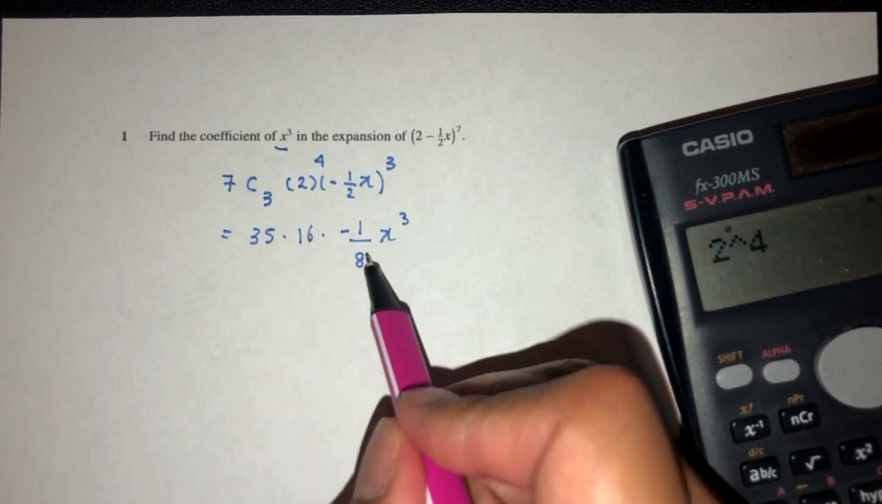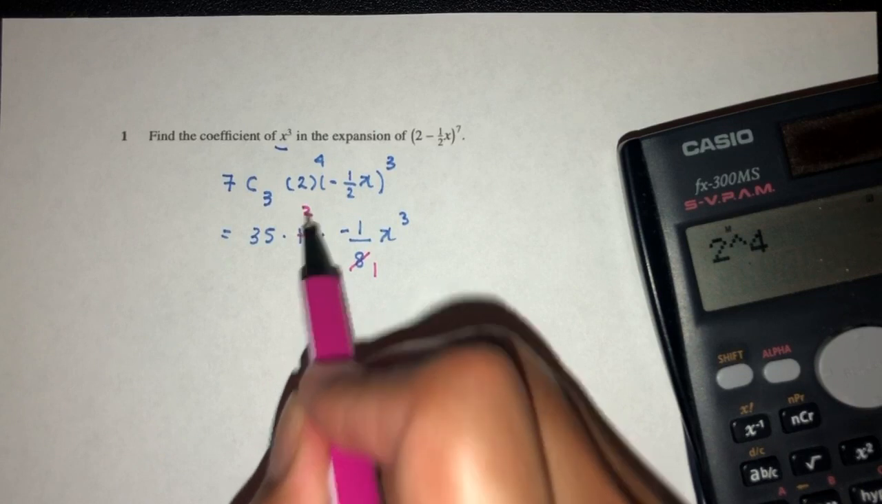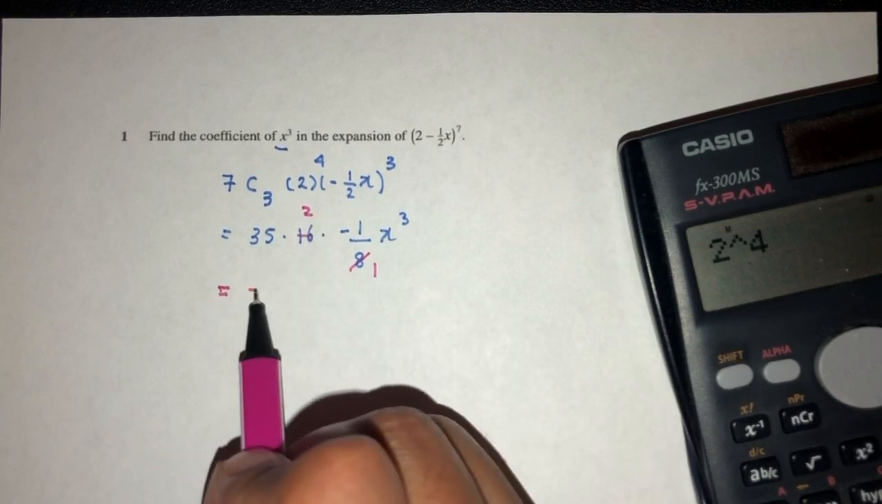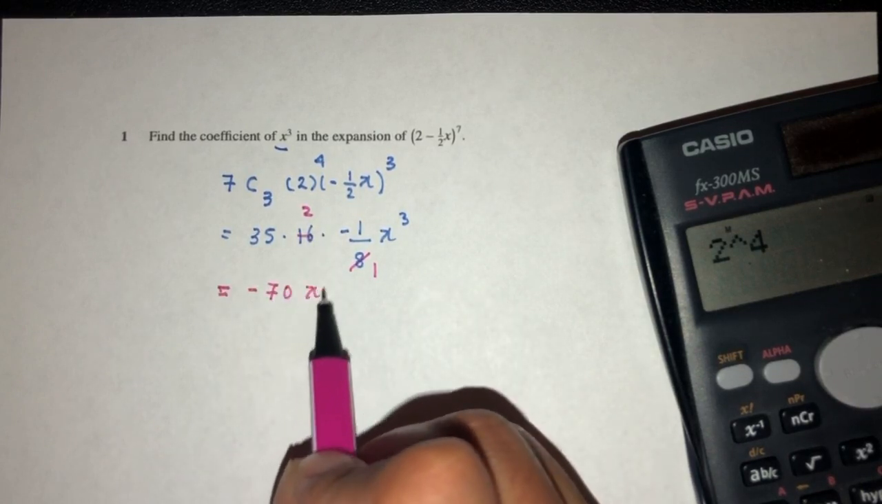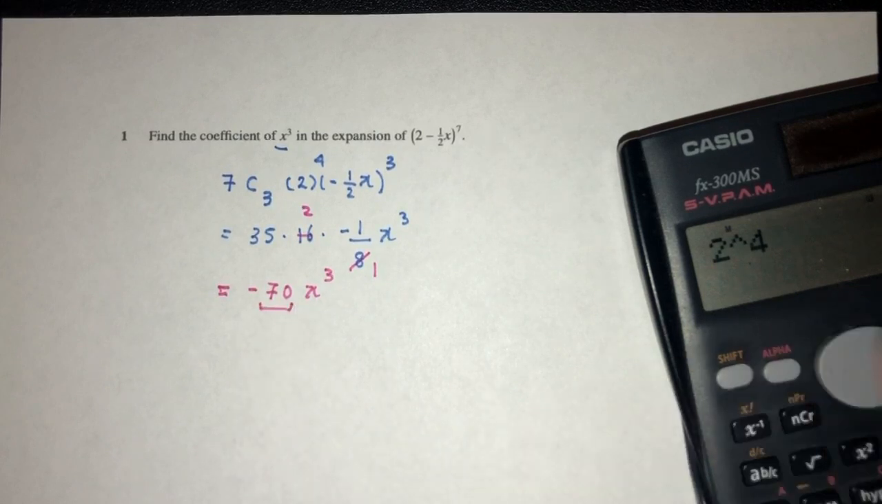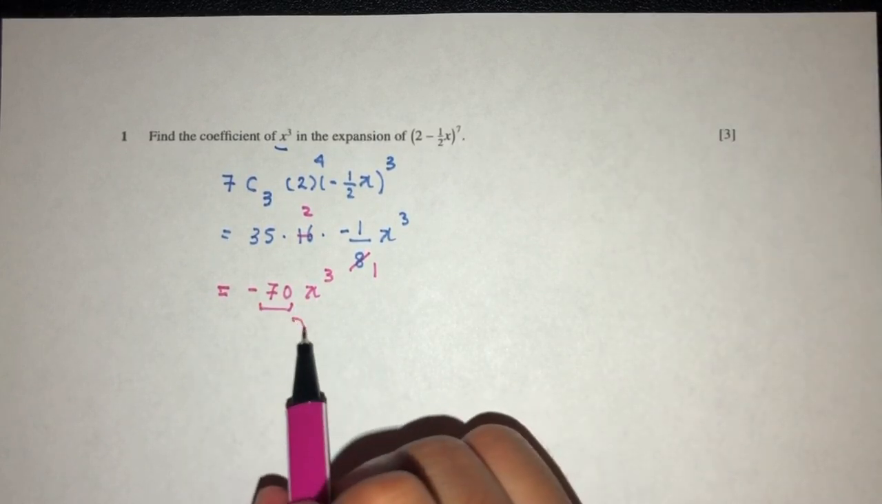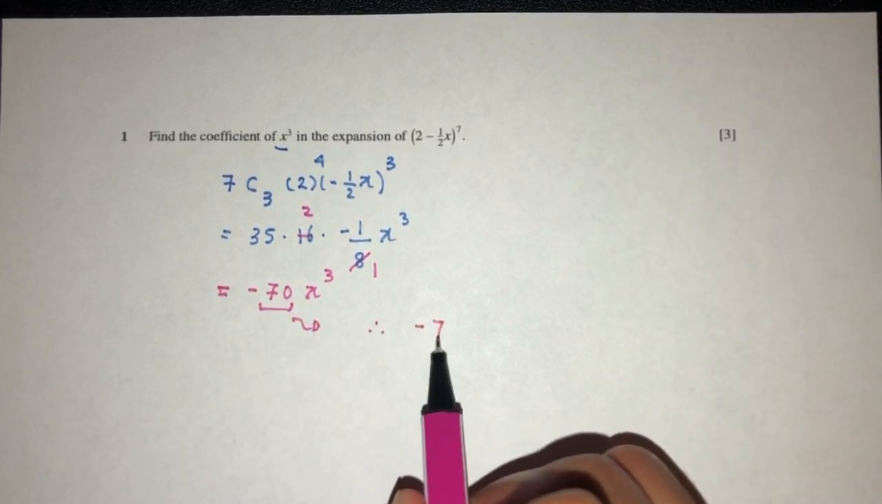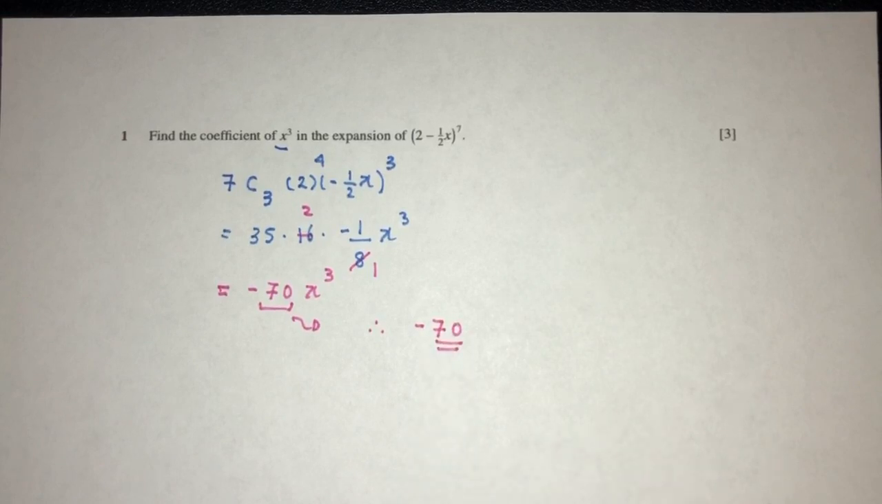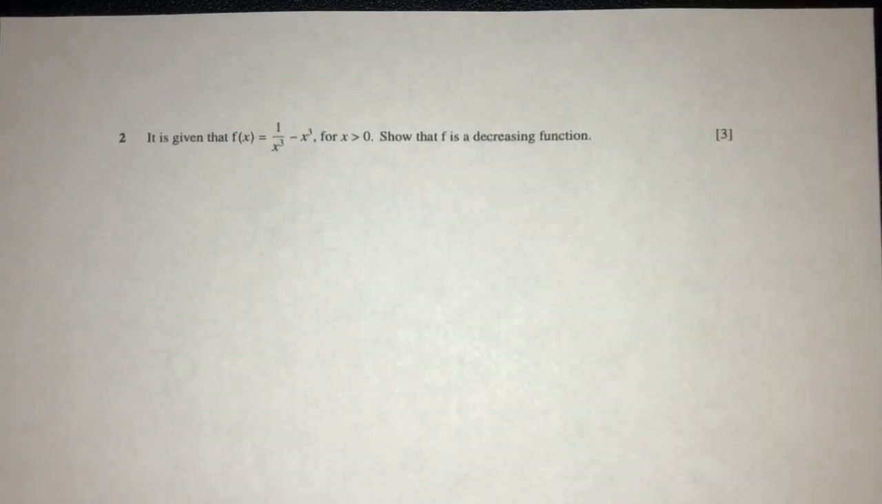Now simplify. This will go away, and that should be 2. And that should be minus 70 x power 3. Now the coefficient is obviously the value in front of this. That should be just minus 70 as your answer. Now let's move on to the next question.